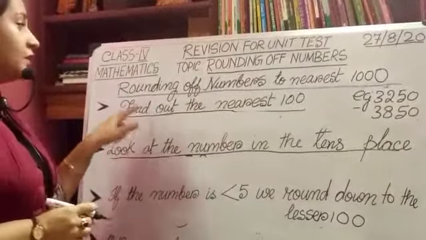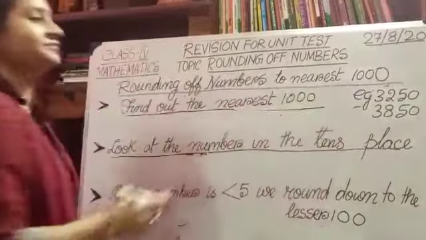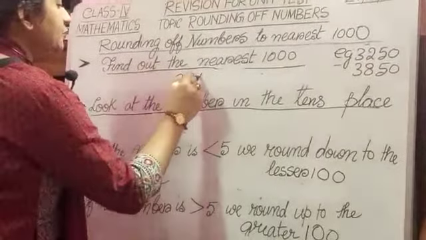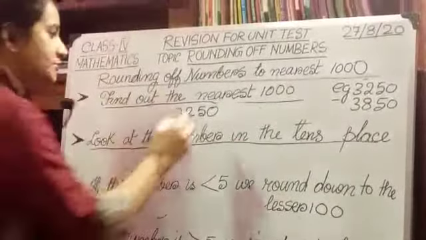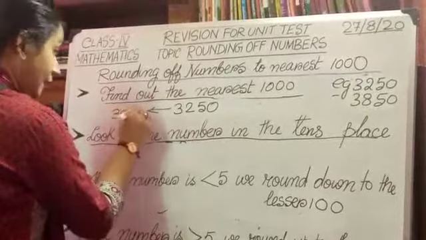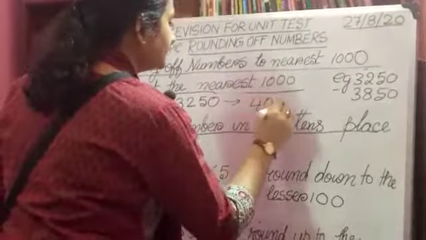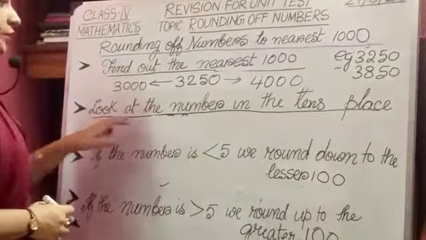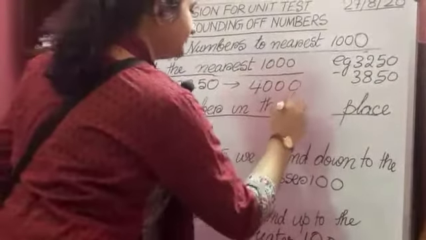First basic step, find out the nearest 1000. So for 3250, I have to find out the nearest thousands. Here we have 3000 and here we have 4000. Now the next step, look at the number in the hundreds place.